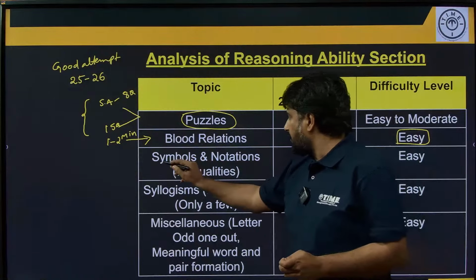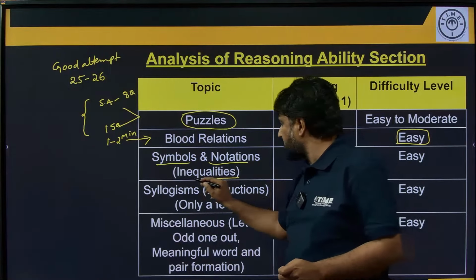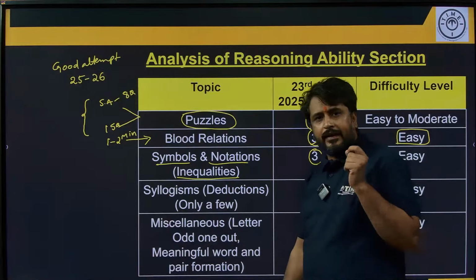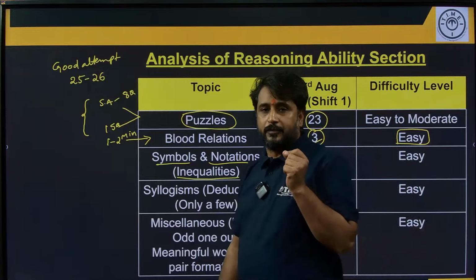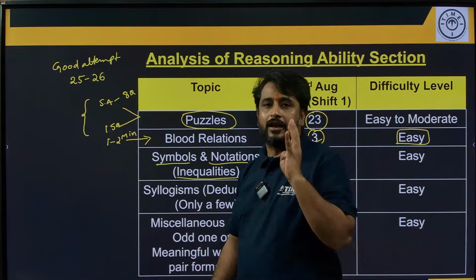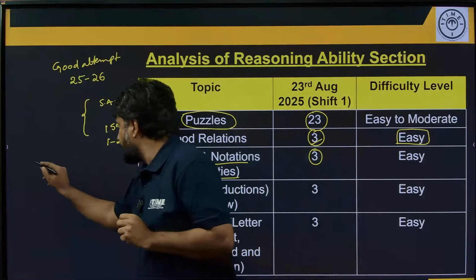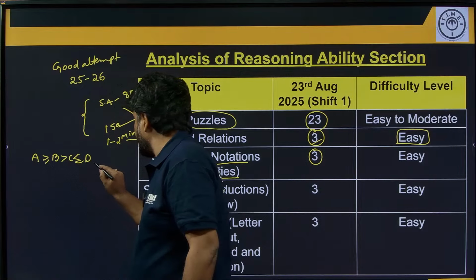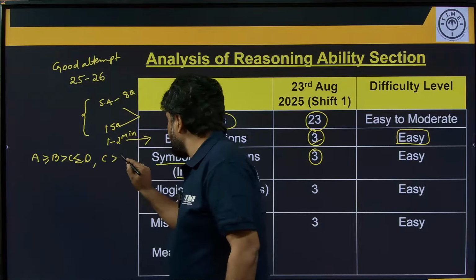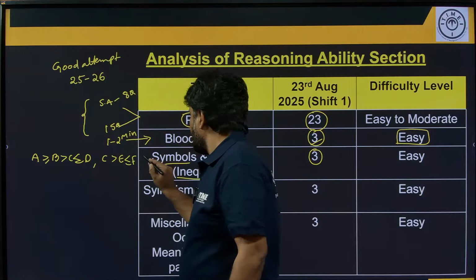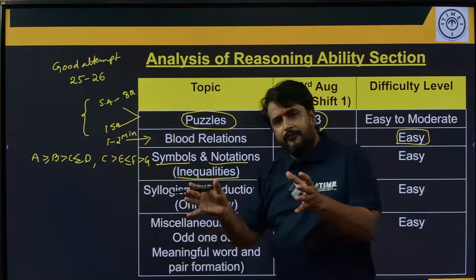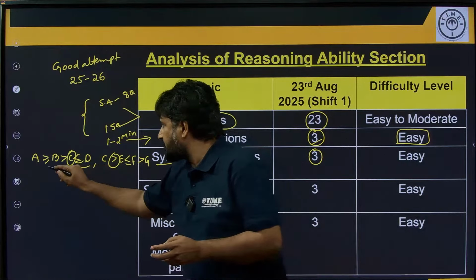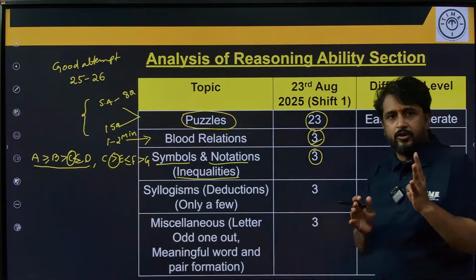And coming to the symbols and notations, which are mostly known for inequalities questions. We have given 3 questions from these, and in each question, they gave 2 statements. In each statement, they gave 4 elements with one common element. Let me give an example. A greater than or equal to B, greater than C, less than or equal to D is one statement, and C is greater than E, less than or equal to F, and greater than G. Like this, in every question, we have given 2 statements with one common element, each statement consisting of 4 letters. And easily you will be able to do it.